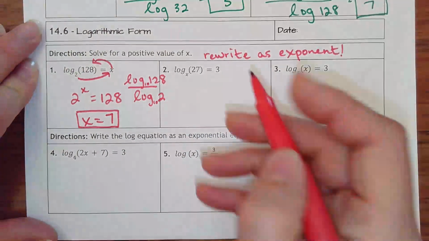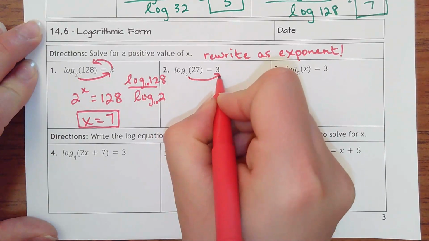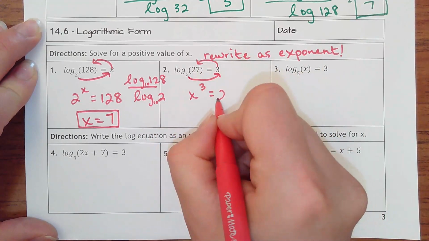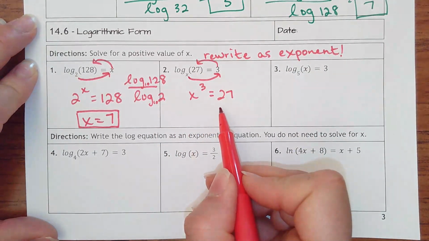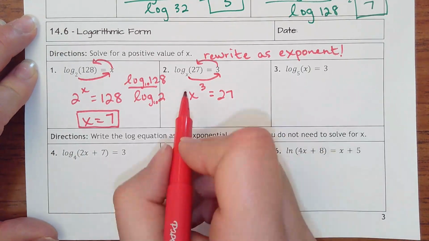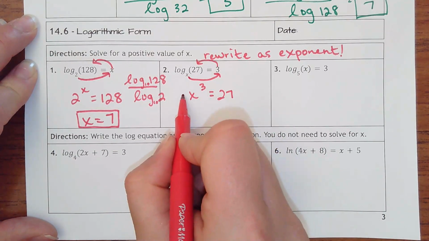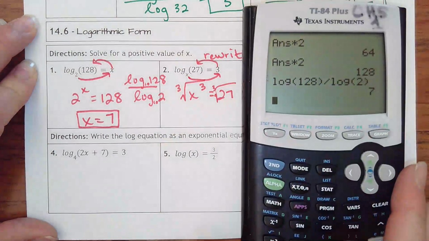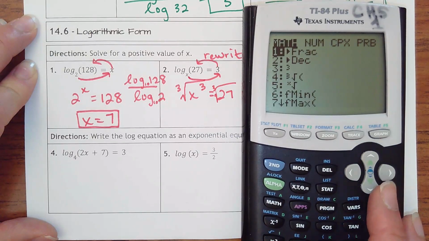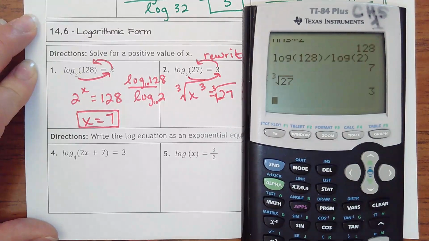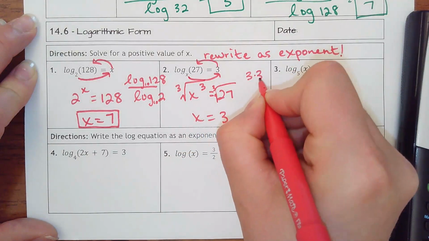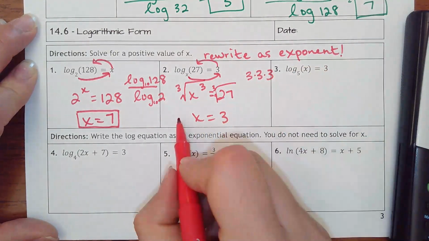All right, number 2, to rewrite this, we don't know the base, so we would write x to the third power equals 27. So what number cubed gives me 27? You should know what that is. If you didn't, to solve for x, you would want to do the opposite of cubing, which is cube rooting. And there is a button on your calculator. If you go to math, it's option number 4. Put in 27 and it should be 3. Because 3 times itself 3 times gives you 27.